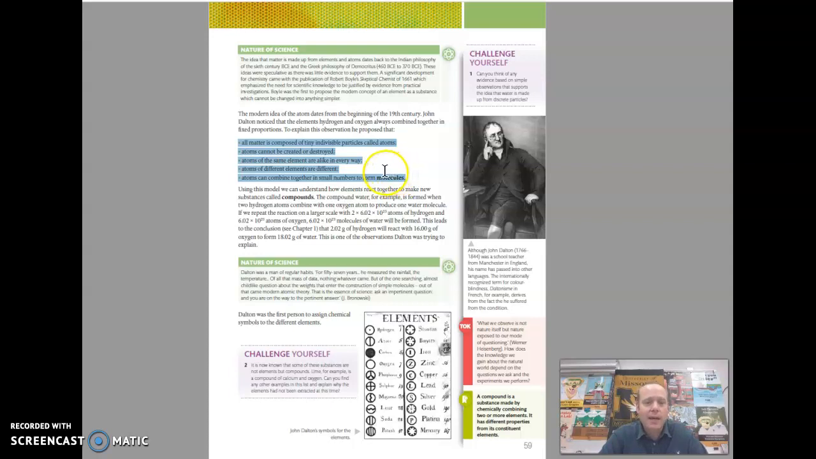He also believed that atoms of the same element were alike in every way. That's that third one. We didn't understand isotopes yet, and that you could have different flavors of the same element based upon the number of neutrons and thus the mass.